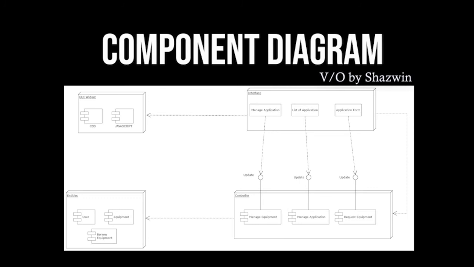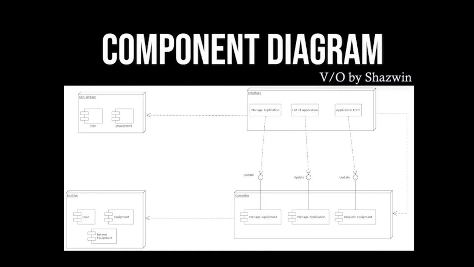Next, I will explain the component diagram. This diagram will show the dependency of each component in this system with each other. There are three interface components, which are manage application, list of application, and application form. All these interfaces or boundaries will depend on the GUI widget, which will be coded using CSS and JavaScript. And each boundary depends on one controller.